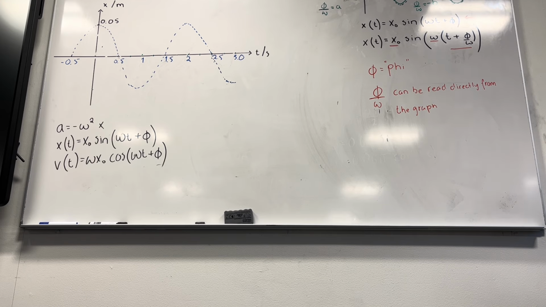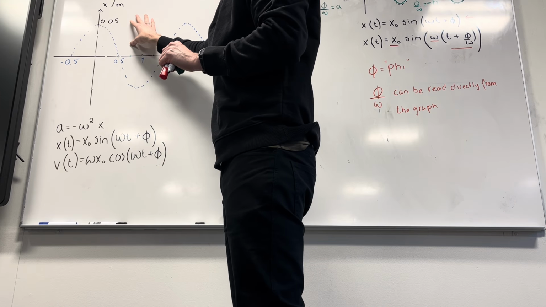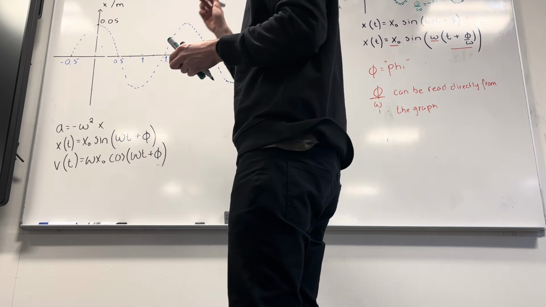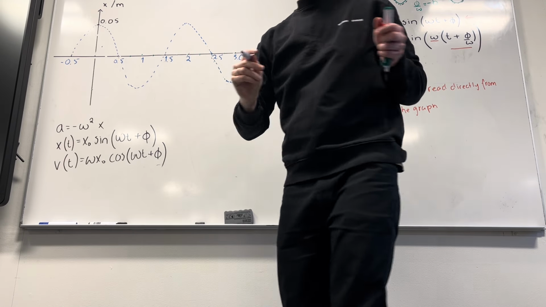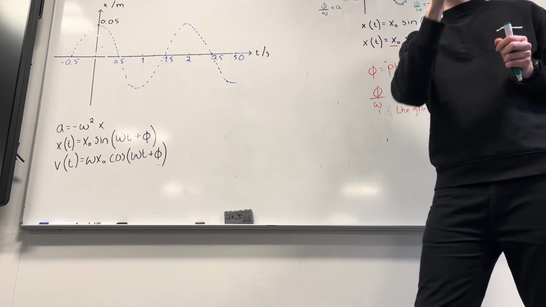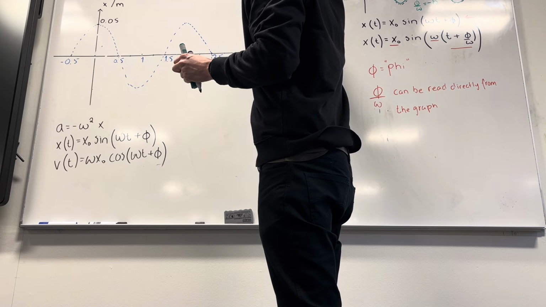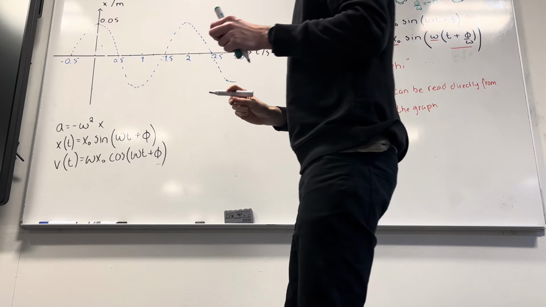So we start off simple. We want to find the function describing this graph here. Start off with a simple one. What is x0? Isha? Yeah, 0.05. Good.